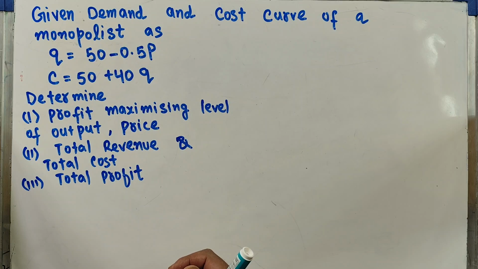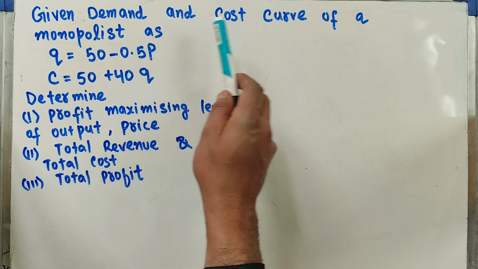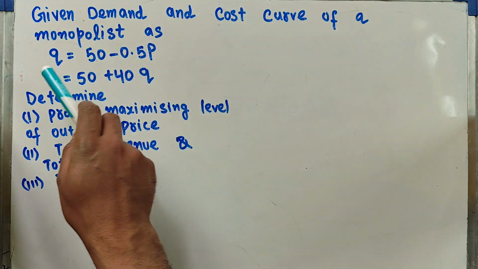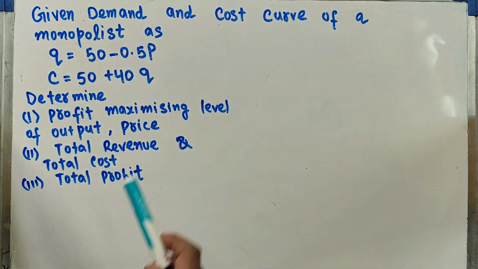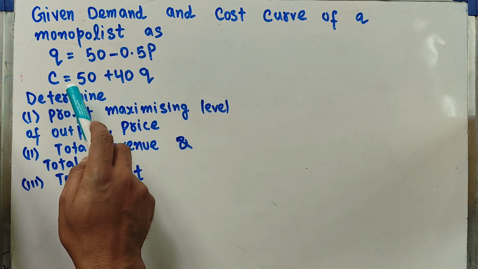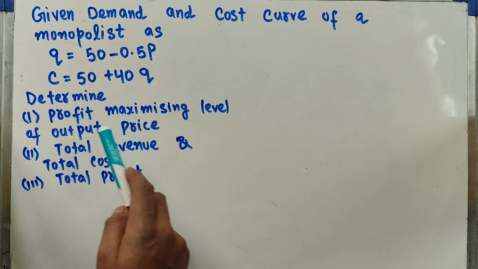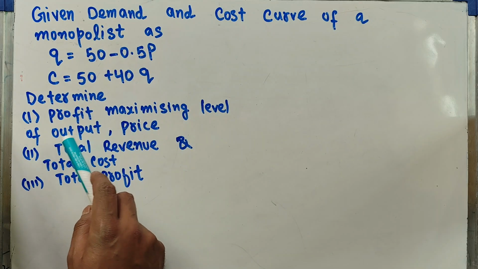Let us solve a problem on monopolist profit maximization. The question is, given the demand and cost curve of a monopolist, Q is equal to 50 minus 0.5P, where Q is the output and P is the price, and this is our demand curve. The cost function is given as 50 plus 40Q. We have to determine the profit maximizing level of output and price.